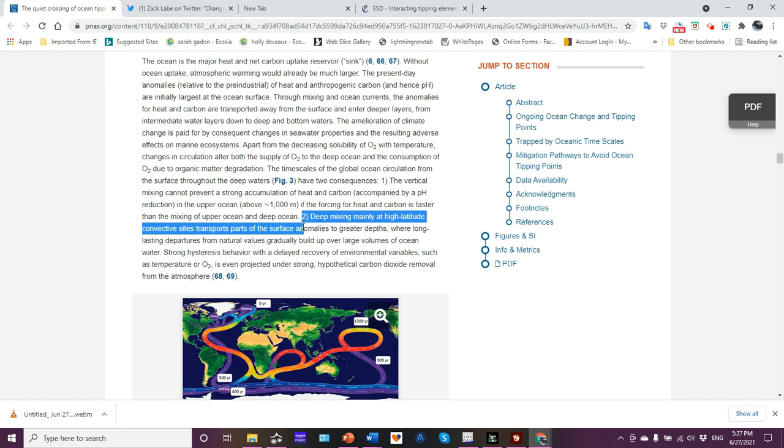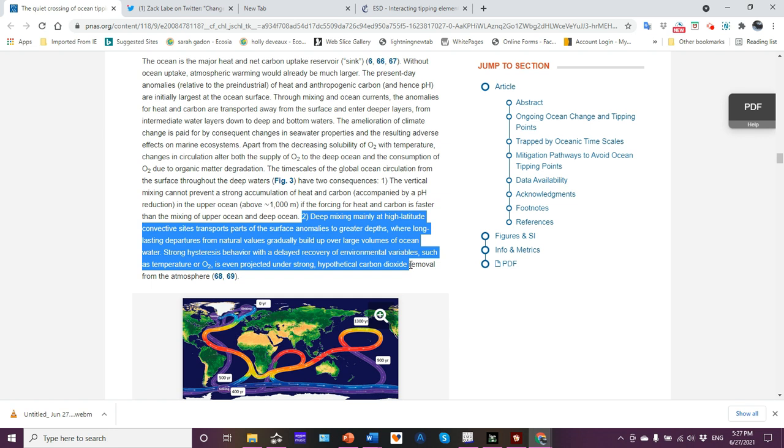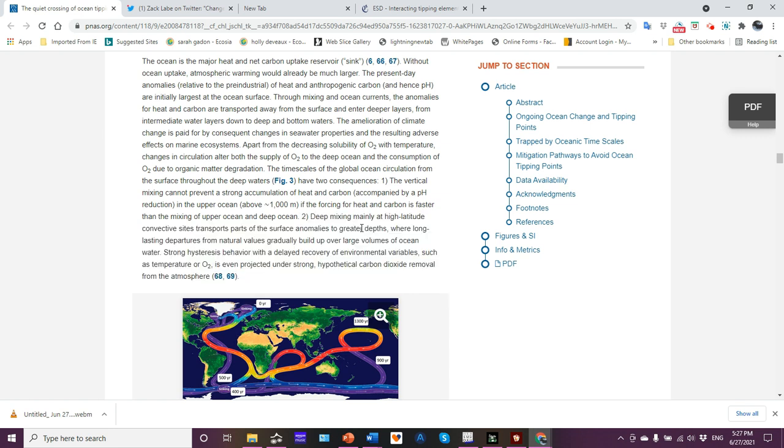2, deep mixing, mainly at high latitude convective sites, transports parts of the surface anomalies to greater depth, where long-lasting departures from natural values gradually build up over volume of the ocean water. Strong hysteresis behavior with the delayed recovery of environmental variables such as temperature or O2 is even projected under strong hypothetical carbon dioxide removal from the atmosphere. So if there's going to be any mixing, it's going to pretty much take place at high latitudes. And even that's being affected.